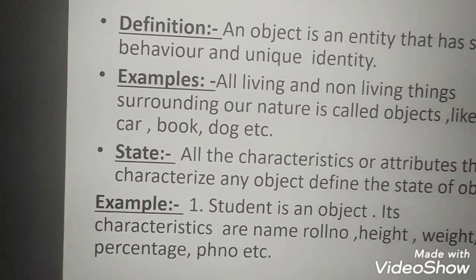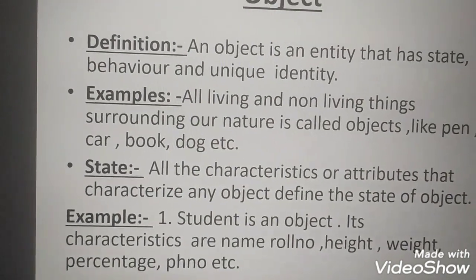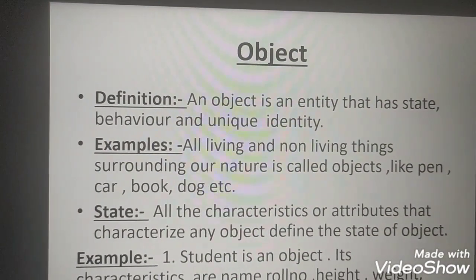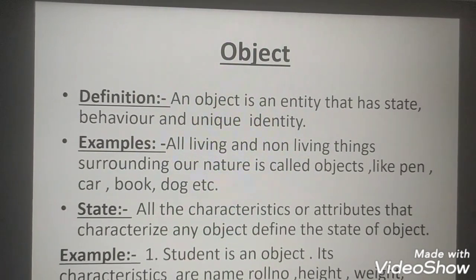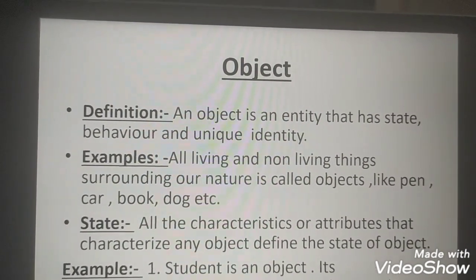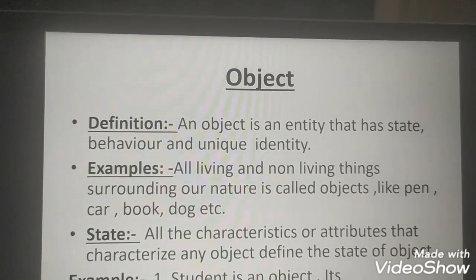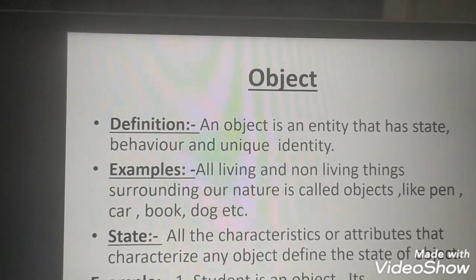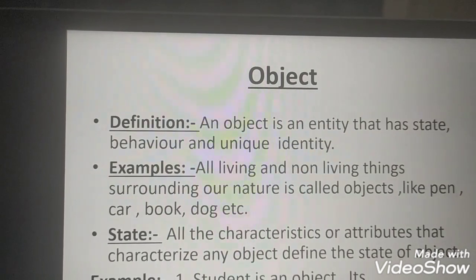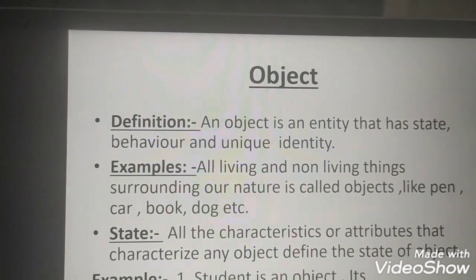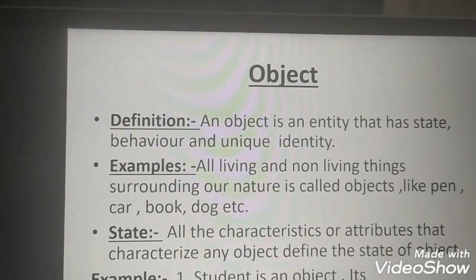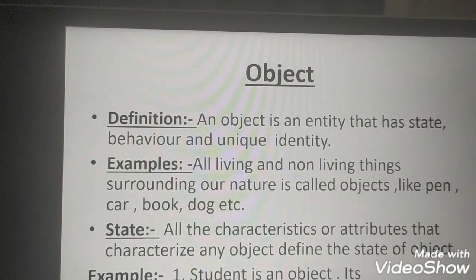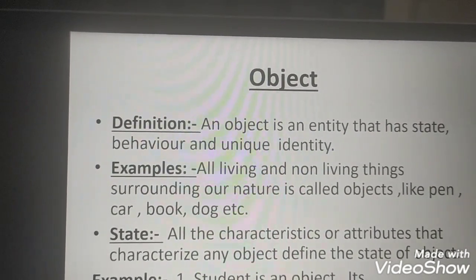Now next, see, everywhere it is written object, so we must understand or define the object. Before going to the definition, what can we say the object is? Whatever you are seeing surrounding us, living and non-living things, all are known as an object. All living and non-living things surrounding our nature are called an object. Just like your pen, car, book, dog, human beings, chair, table, blackboard, fan, whatever you are seeing surrounding you, all these are known as an object.